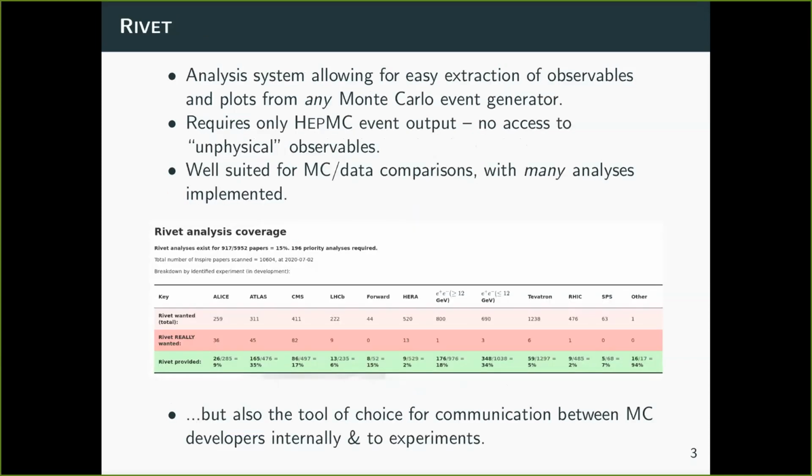So what is Rivet? It's an analysis system which allows fast extraction of observables from any Monte Carlo event generator which is compatible with the HepMC event output.